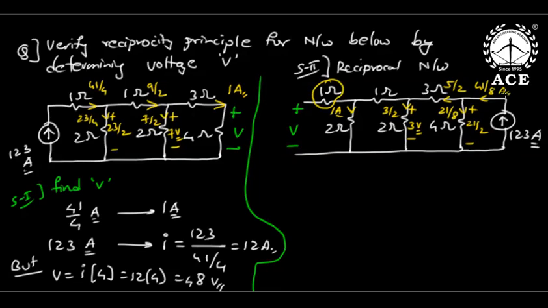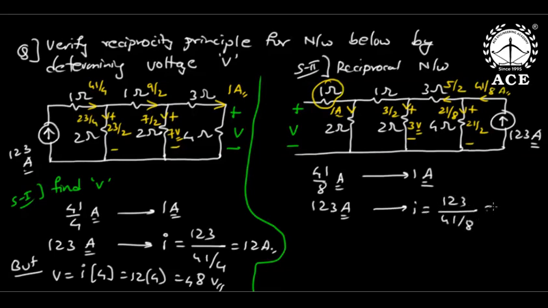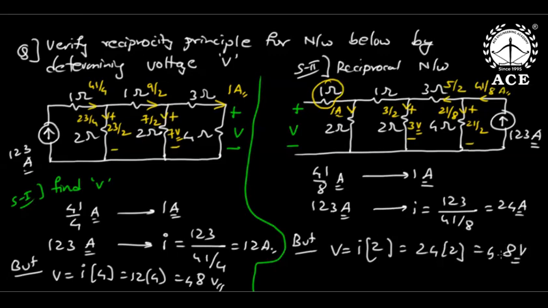So by homogeneity, 41 by 8 amperes here is driving 1 ampere here. Then 123 amperes will drive how much? That is 123 by 41 by 8, that is 24 amperes. But I need V. This V is I into R. R is 2 here. That is nothing but 24 into 2, that is 48 volts. Same answer.